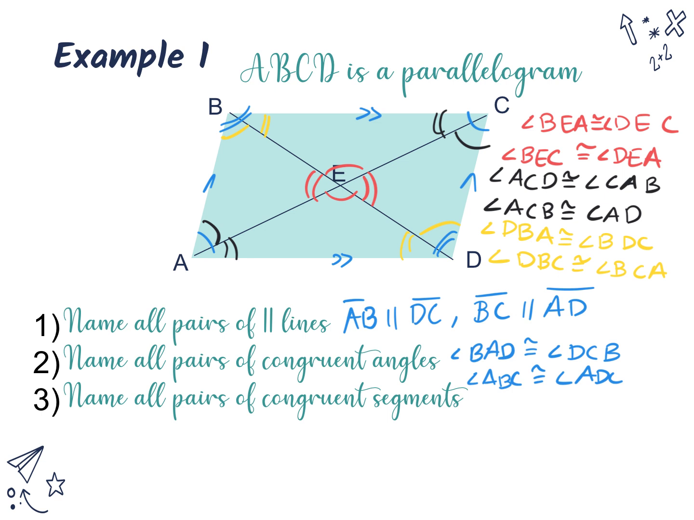Now we have to name all of the congruent segments. Congruent segments are not that many more, but based on the theorems, we know BC is going to be congruent to AD. We also know BA is going to be congruent to CD. We also know the segment bisectors, so BE is going to be congruent to ED, and AE is going to be congruent to EC. Now, I am going to write that down. Those last two are because of the diagonal bisectors.